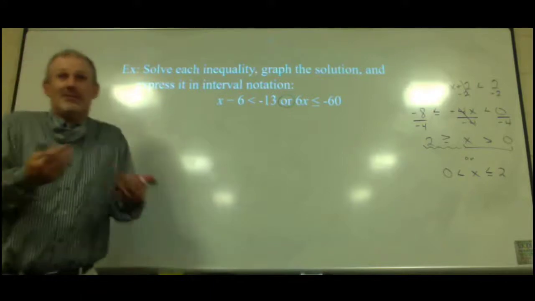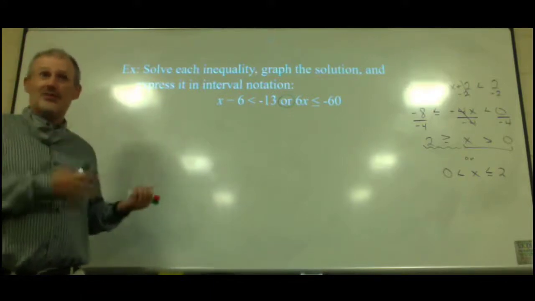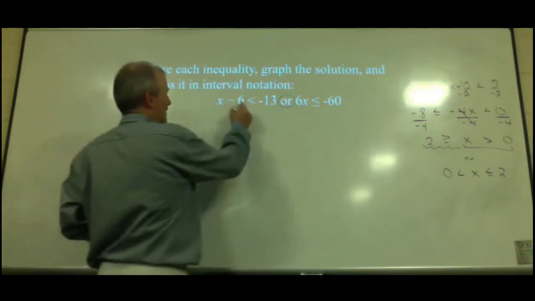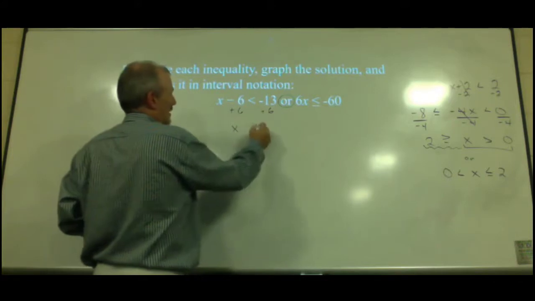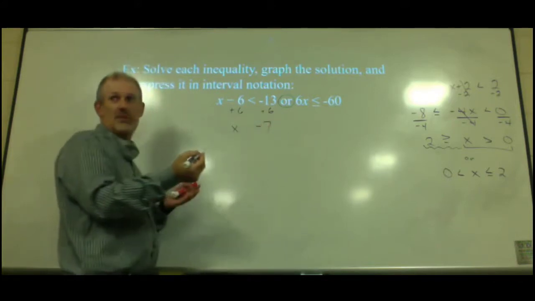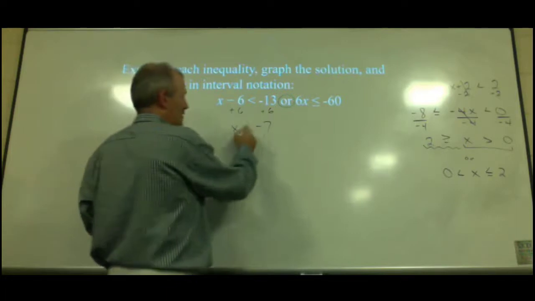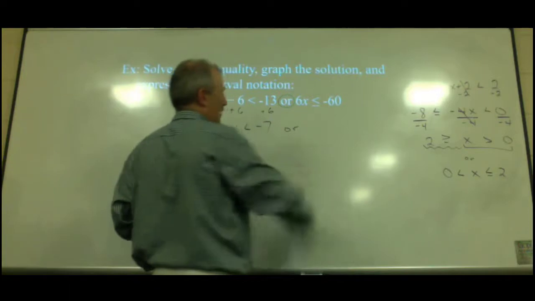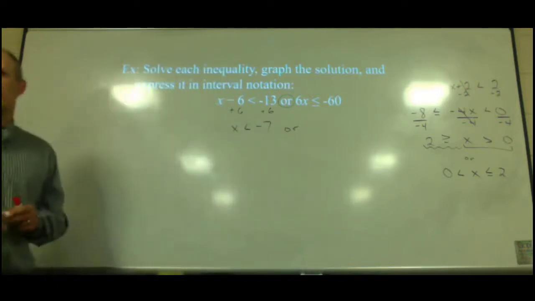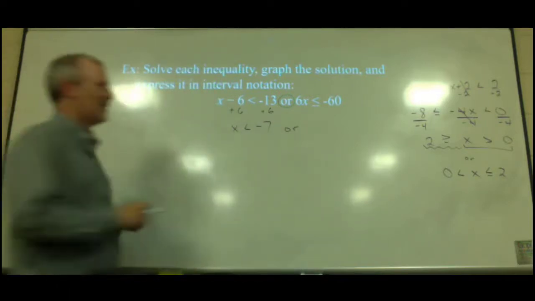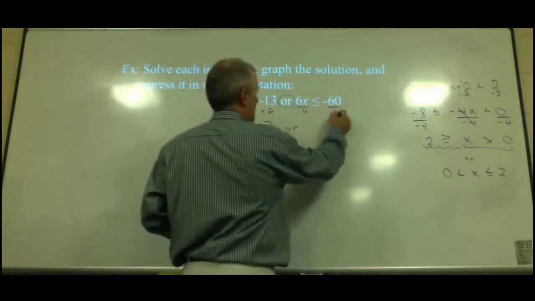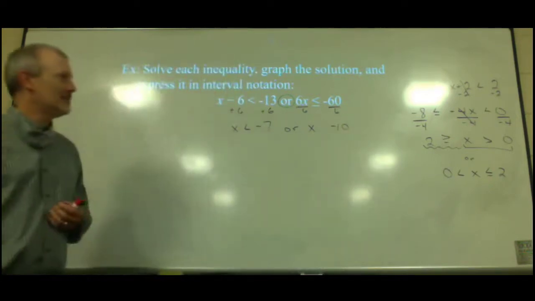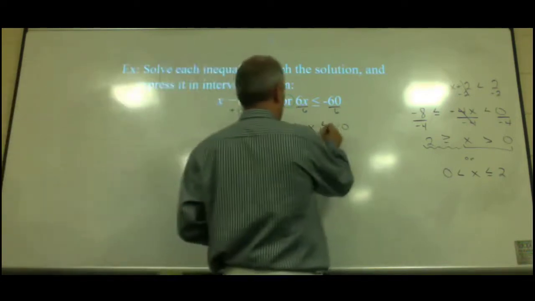Okay, so remember, we got two separate statements. We just solve each one individually. So what are we going to do with this one? This is a pretty short one, actually, right? Add 6. So x is less than -7. Do we have to switch the sign? No. And so that one's done, right? X is already by itself. Or what do we do on the other one? Divide by 6. So this says x and this says -10. And then do we have to switch the sign? No, so less than or equal to.